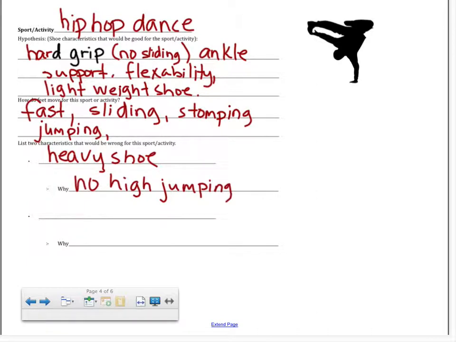What's another characteristic that would not be correct for this type of dance or this activity? Slippery bottom. You need some grip. So a wrong characteristic is no grip. If you have no grip, then what's gonna happen to them? They are gonna fall. You're gonna bust it on that concrete. And constant slipping. They want some less grip or less friction so they can slide a little bit, but not too much to where they're sliding all over the place.